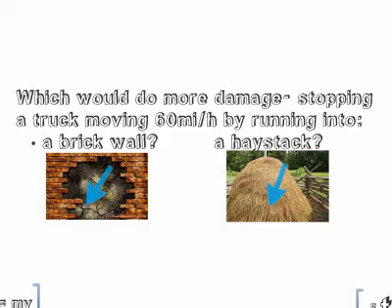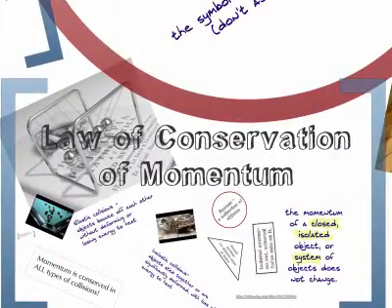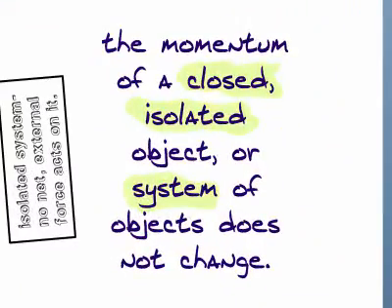Now, if all of that makes sense, let's take a look at what happens when things come together. There is a law of physics called the law of conservation of momentum. Now, this is a very important idea. In this law, we understand that the momentum of a closed, isolated object or system of objects does not change. That means that it is not increased, it is not decreased, that the momentum before a collision in a closed, isolated system will be the same as the momentum after the collision.